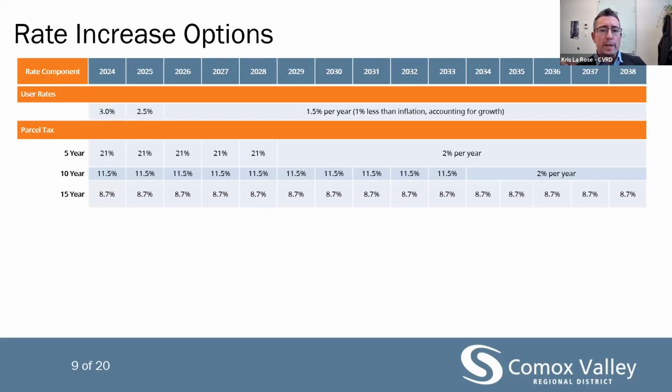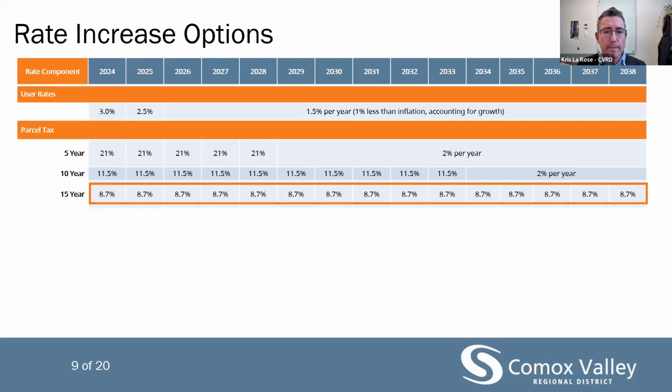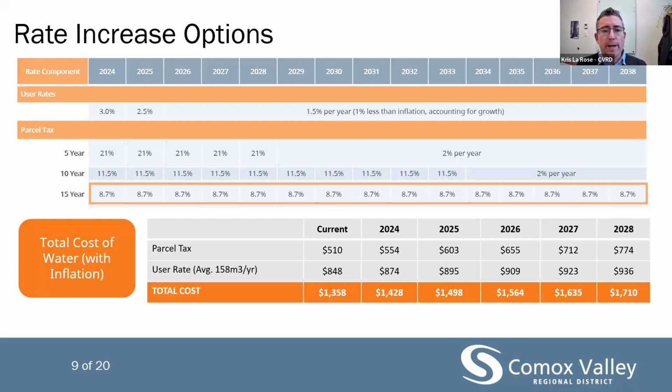For parcel tax rates, three options were presented, ranging from a short-term but high-impact increase of over 21% for 5 years to a smaller increase of about 9% spread out over a longer period. The 15-year approach was selected by electoral area directors for the Union Bay service. So what does that look like in the end? Well, it'll depend on how much water you use, but we've provided this estimate based on the average water user. He uses about 158 cubic meters per year in the Union Bay system.